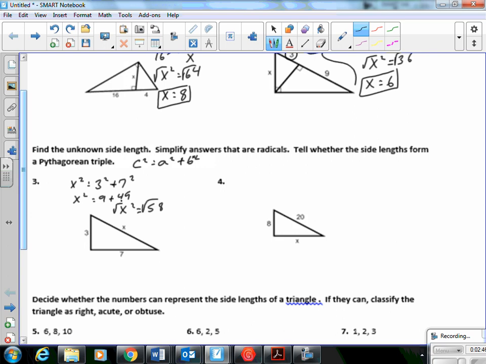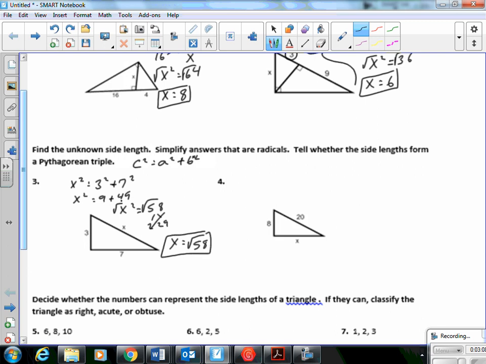Take the square root of both sides to get rid of the square. And it says to reduce the radicals if we can. 58, if we break it down, is 2 and 29. Those are both prime numbers. Can't go any further than that. So it's just x equals the square root of 58.